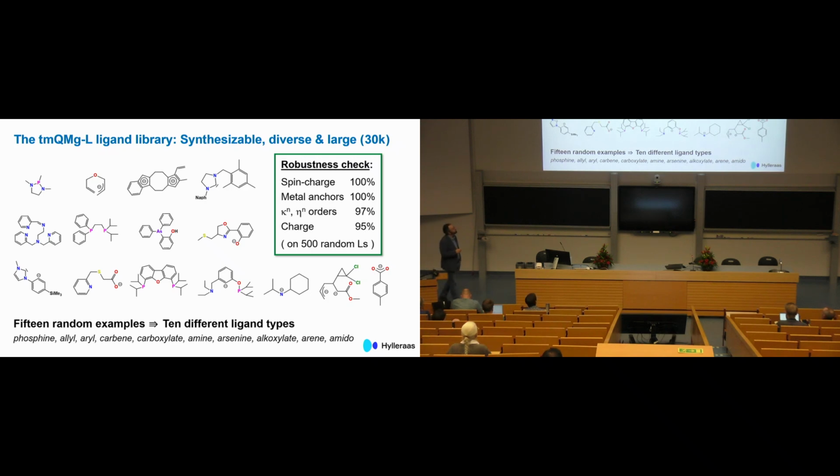And we also think it's quite robustly defined. So we took random samples of 500 ligands, and we got humans, chemists, to actually check things. And we found that spin and charge were consistent for 100% of them. Metal anchors were also valid in all cases. The orders for the denticity and hapticity were correct in 97% of them, and the charge was correct for 95% of them. So we think that this is quite robustly defined.